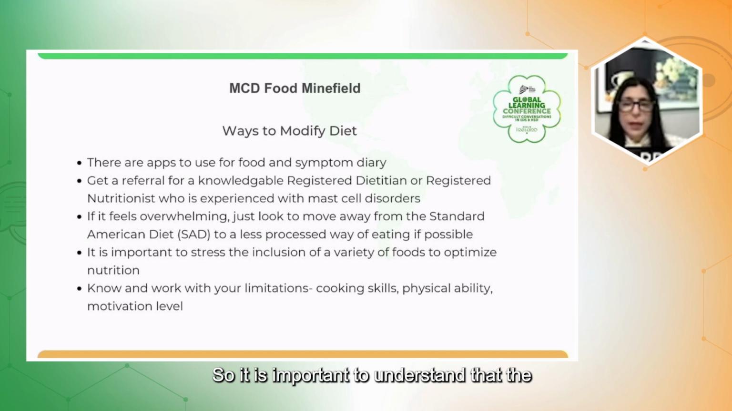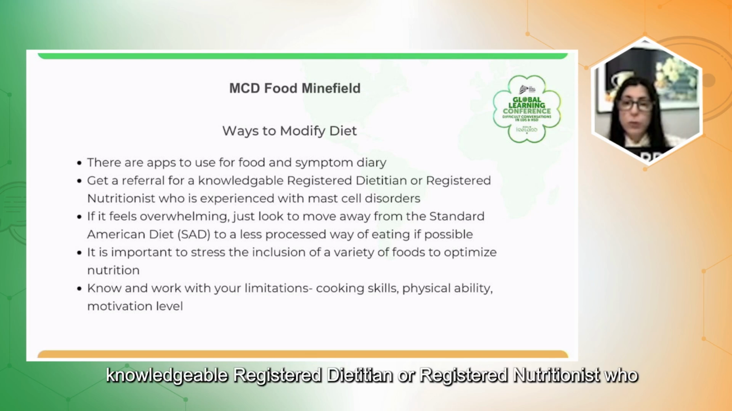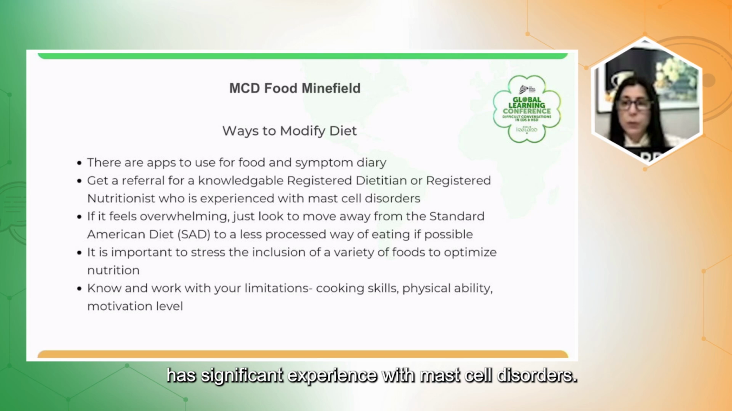So it is important to understand that the SIGI list is a jumping off point, but by no means should every person with a diagnosis of mast cell disorder go and completely eliminate all those foods always and forever. So how do you modify your diet? There are apps that you can use for keeping a food and symptom diary. You can also use a simple pen and paper. Because this is a complex thing of elimination and reintroduction, it would likely be helpful to get a referral to a knowledgeable registered dietitian or registered nutritionist who has significant experience with mast cell disorders.